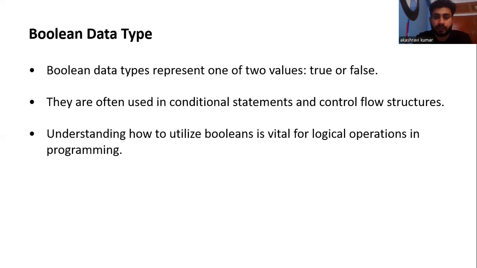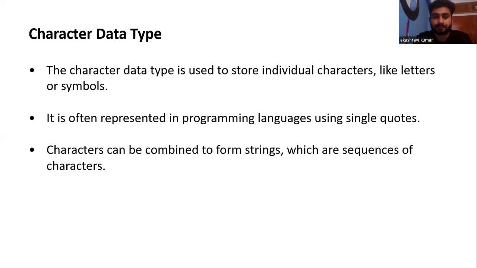Boolean data types. Boolean data types represent one of two values, true or false. They are often used in conditional statements and control flow structures. Understanding how to utilize Booleans is vital for logical operations in programming.